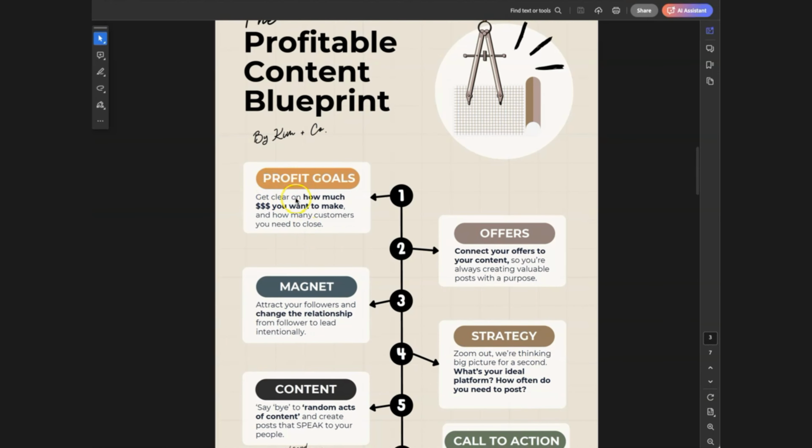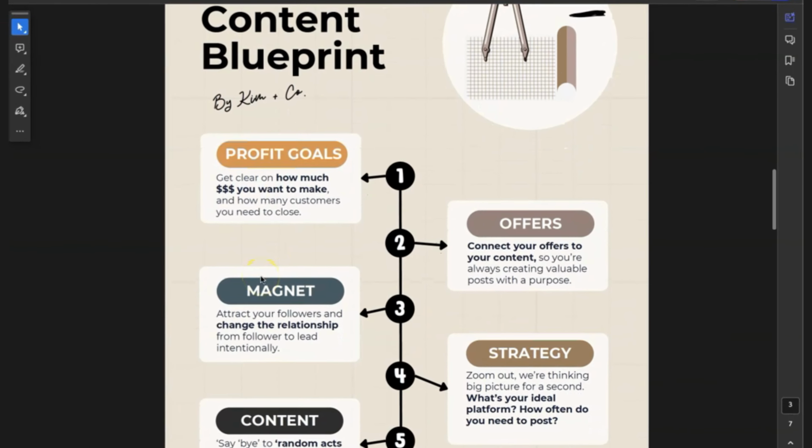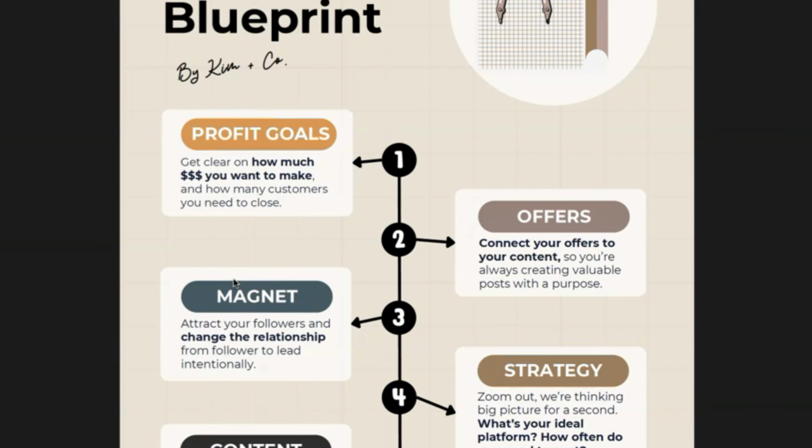Number one, you want to think about your profit goals. Getting clear on how much you want to make every single month, every single year, maybe even every single quarter. It's just smart business advice and something we all should be doing regardless. And you also want to think in terms of how many clients or customers you want to be closing through your content or just in general.